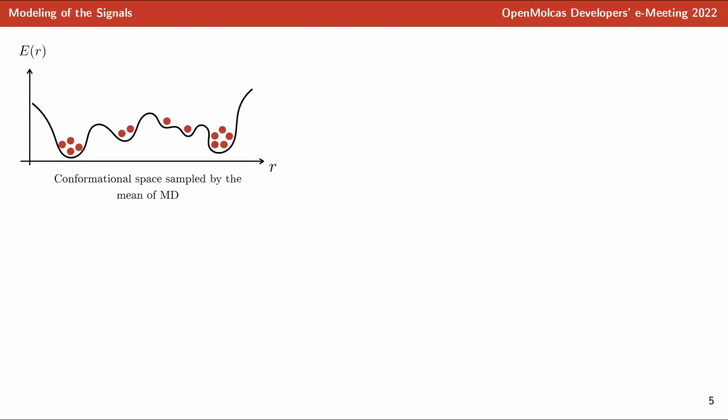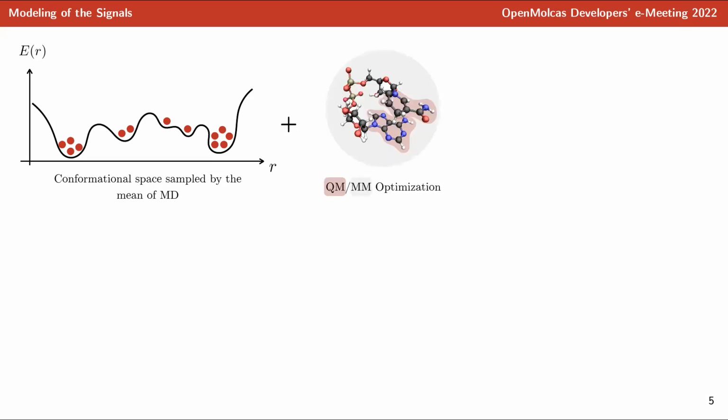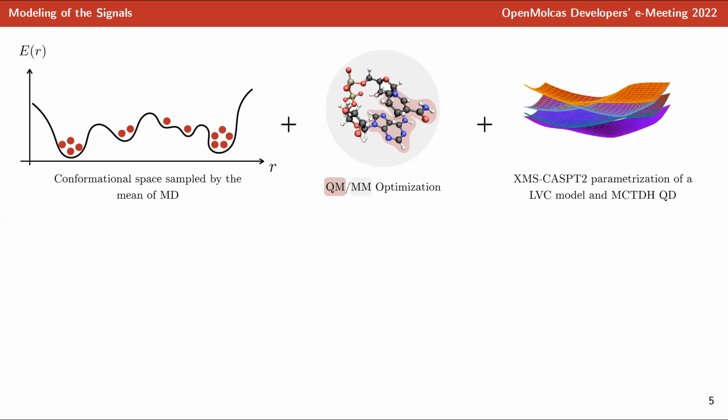But let's move on to the modeling session. Since this kind of system is very flexible, we have to sample a lot of conformations that can be populated in water, and we do this by means of molecular dynamics. On top of the snapshots that we produce by molecular dynamics, we run QMMM optimization in water, and we use this snapshot as a reference geometry for parameterizing the linear harmonic coupling and then for running the MCTDH quantum dynamics.